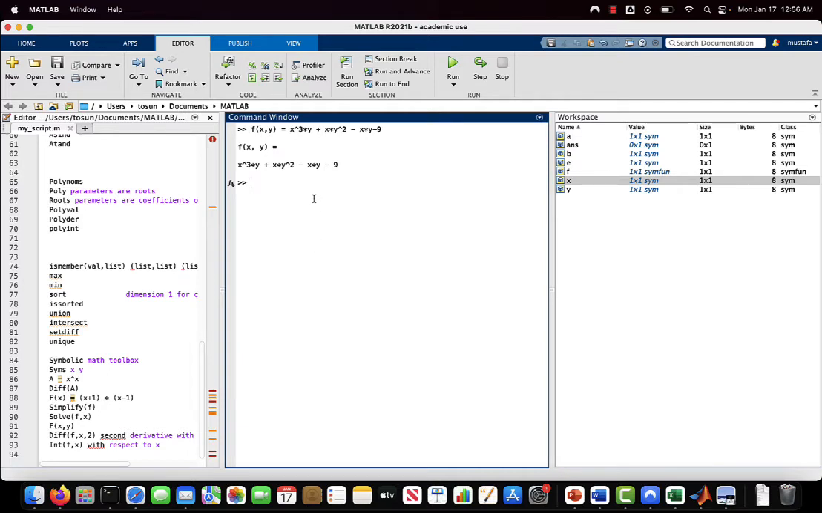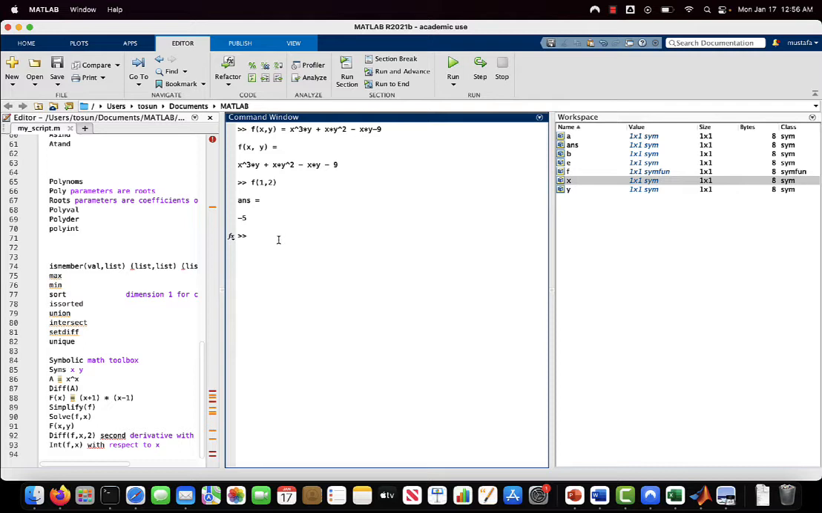And I can create a function with multiple variables. So I can use that function in the same way as the function with only one variable. If I use 1 for x and 2 for y, the result will be 5.